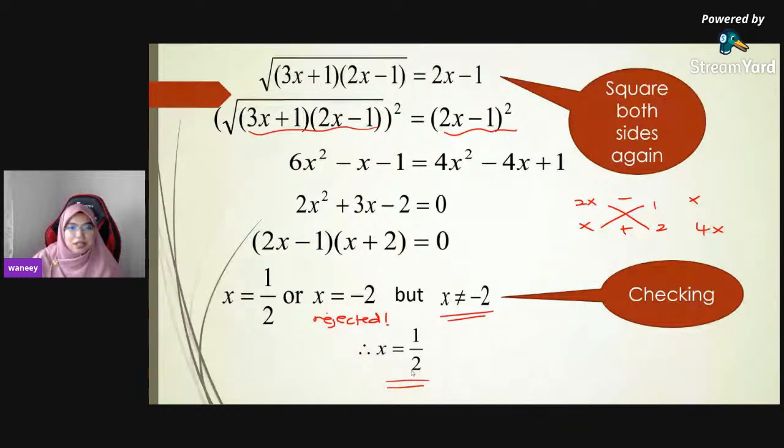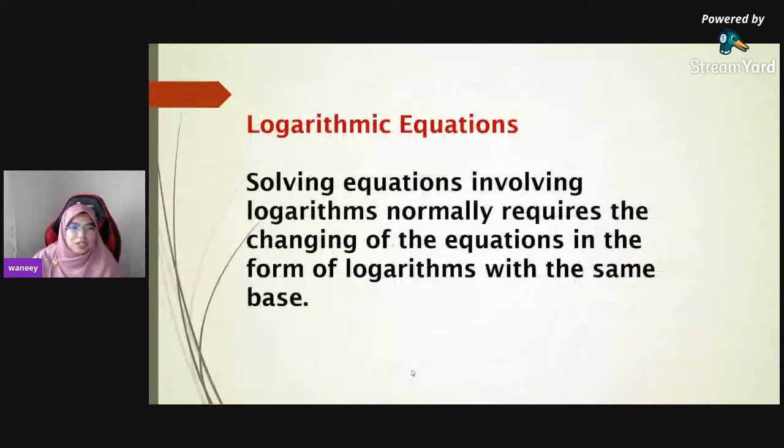Okay, next. Logarithmic equation. Solving an equation involving logarithms normally requires changing the equation into the form of logarithms with the same base. So when it involves logarithms, always make sure we change everything into the same base before we can solve them.